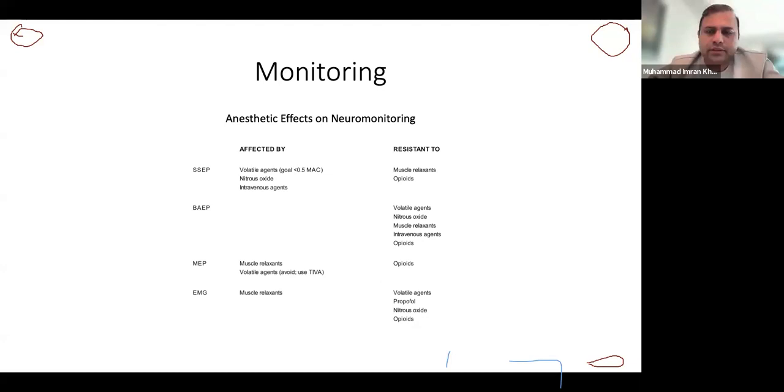Then your choice of induction agents. Which agent you are choosing is not that important. It is important how you're using that particular agent and the effects that agent is going to have. So that's why we say that the induction agent should be chosen based on patient factors and the effects of the agents on cerebral physiology.